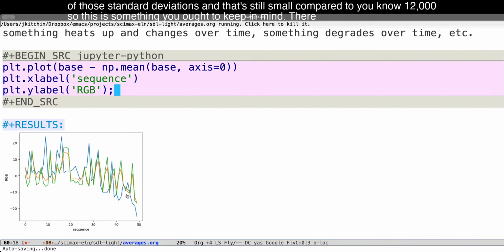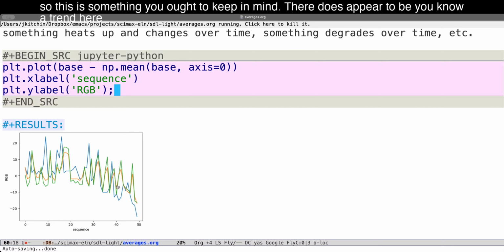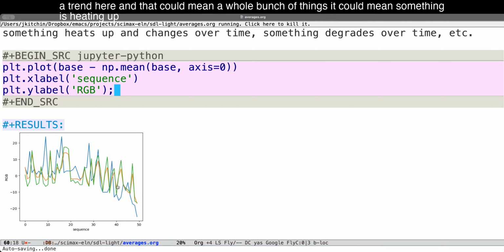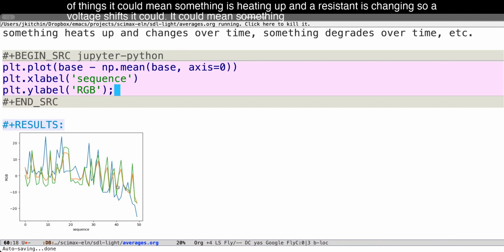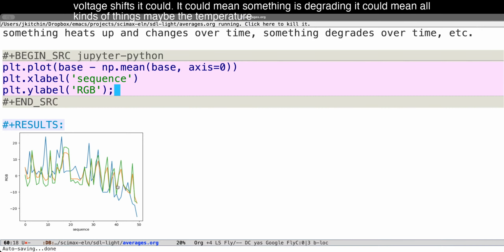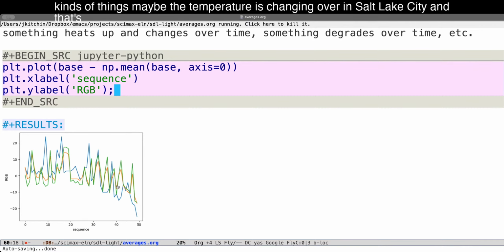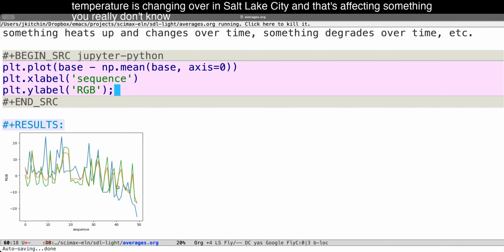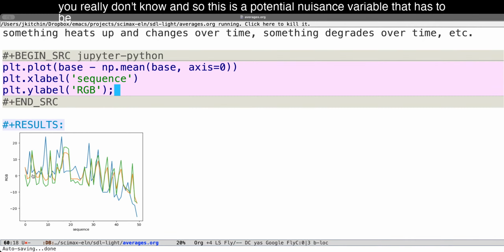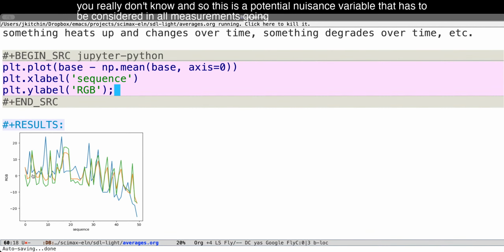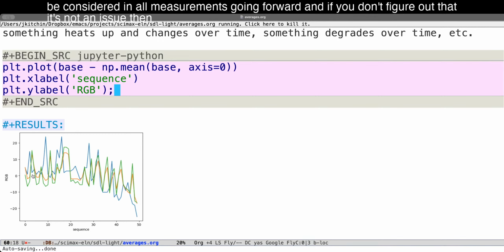So this is something you ought to keep in mind. There does appear to be a trend here, and that could mean a whole bunch of things. It could mean something is heating up and a resistance is changing, so a voltage shifts. It could mean something is degrading. Maybe the temperature is changing over in Salt Lake City, and that's affecting something. You really don't know. So this is a potential nuisance variable that has to be considered in all measurements going forward. And if you don't figure out that it's not an issue, then you don't know that it's not an issue.